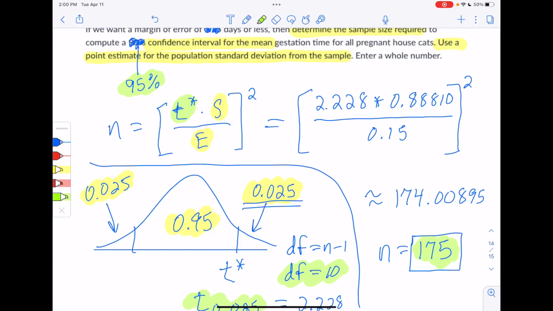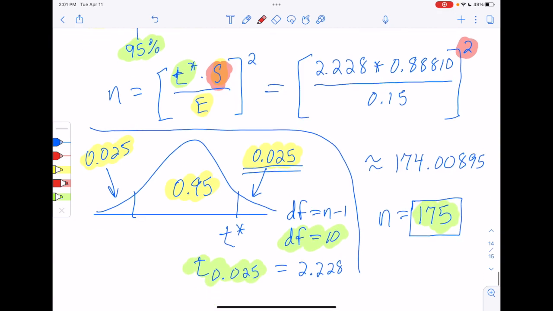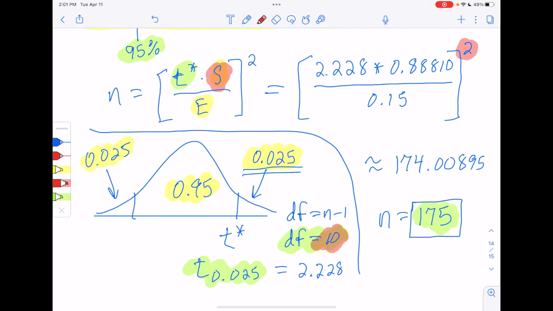A few places that errors tend to happen on this. Sometimes people forget to put the square when they write it down. Sometimes they forget to put the square when they're on the calculator. You could mix up the formula, use the one with a z and a sigma, but because they're telling us to use the point estimate, which is an s value, we need to make sure we use the formula that has the s in it. Your DF is based on the sample size the S came from. So in this case, that was a sample size of 11 and a DF of 10. And then again, always make sure that you remember to round up instead of down when you get a decimal value for n and you're trying to figure out a sample size to get a certain margin of error.